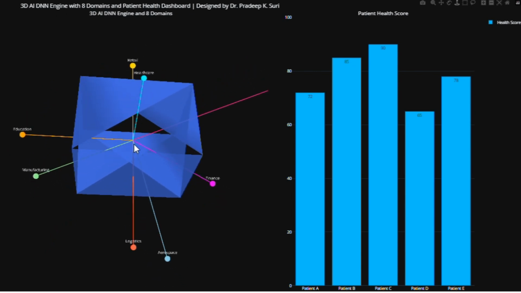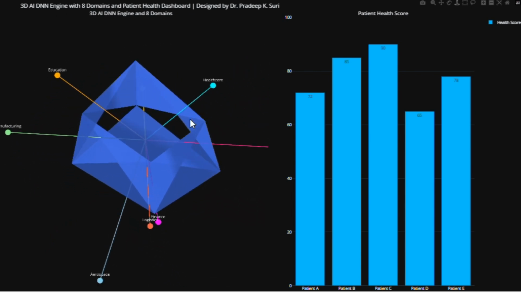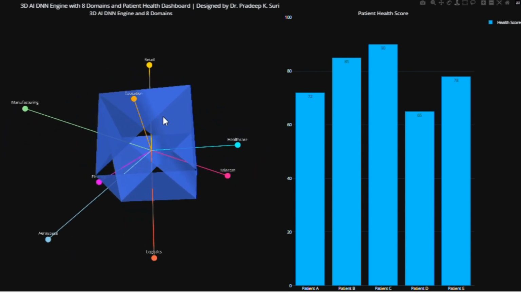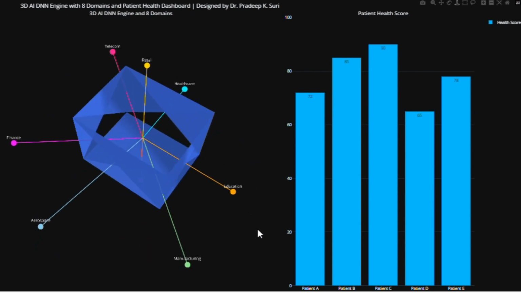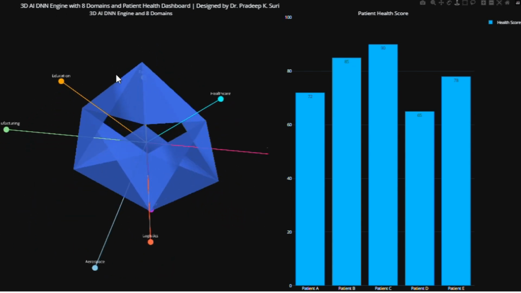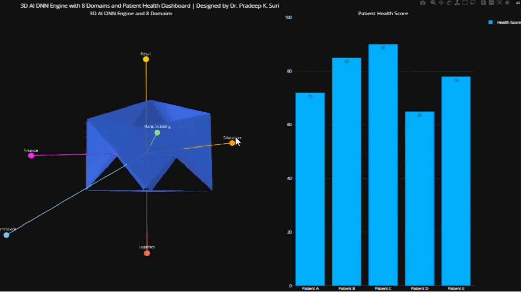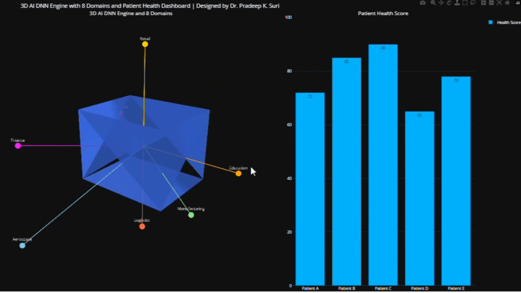Large Blue Diamond 1. The 3D engine cube. The central cube symbolizes the AI engine, a representation of multi-layered intelligence: inputs, hidden layers, outputs. It's rendered in a glowing royal blue tone, giving it a futuristic digital brain identity. It stands as the core computational unit, processing high-dimensional health signals and learning patterns from medical data.